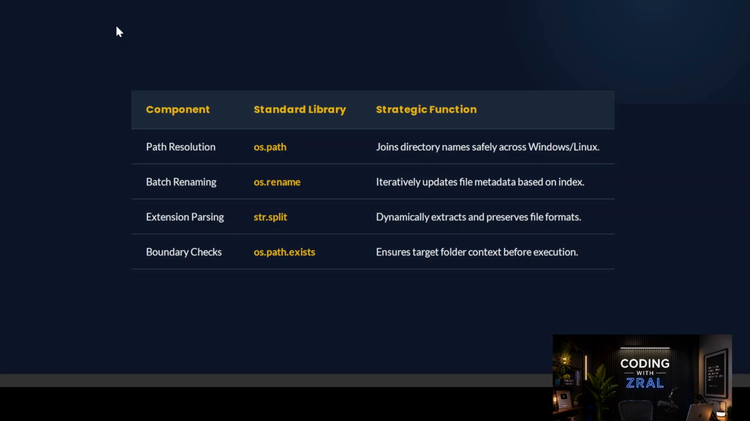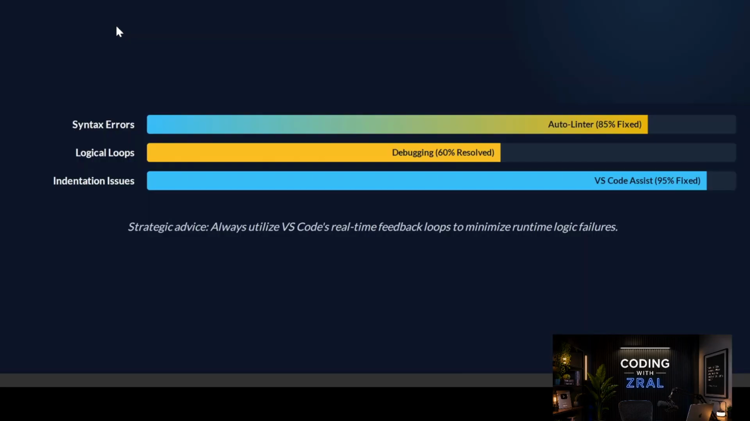So we're going to go into a project deep dive. If you create a file called filemanagement.py, the component os.path.join handles file names across Windows or Linux. The batch renaming interactively updates file names based on index, and the extension parsing with string split dynamically extracts and preserves file formats. Boundary checks with os.path.exists ensure that the target file or folder exists before execution.